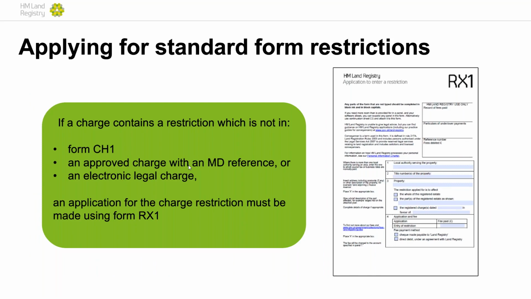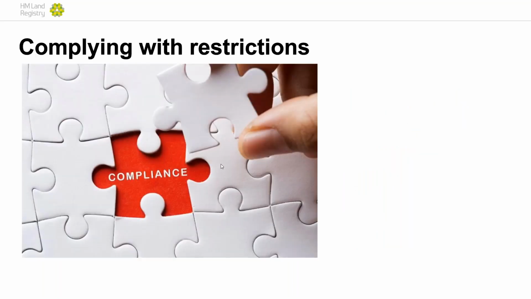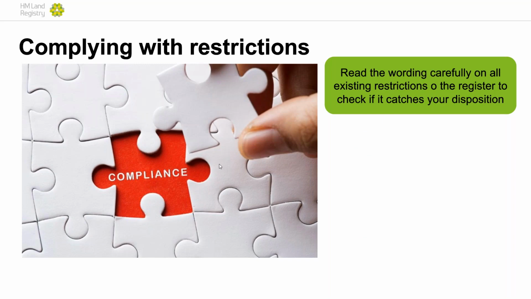If a charge contains a restriction which is not in form CH1, an approved charge, an MD reference or an electronic legal charge, an application for the charge restriction must be made using form RX1. If there's an existing restriction in the register, read the wording carefully to check if it catches your disposition and that you provide us with the right evidence from the correct party. For example, does a restriction specifically require a consent? If it does, we cannot act on a conveyancer certificate.